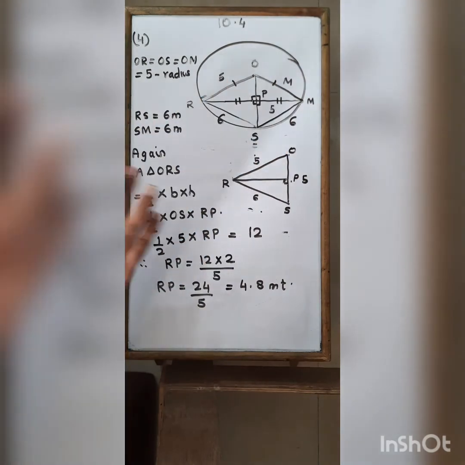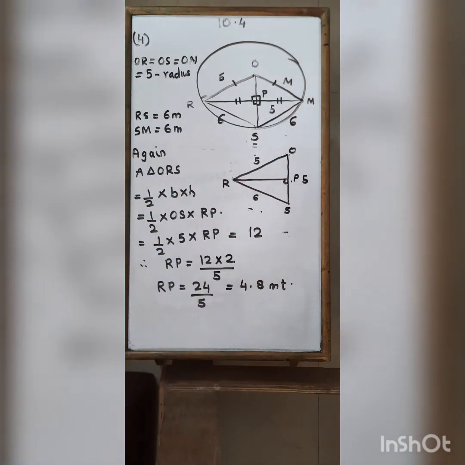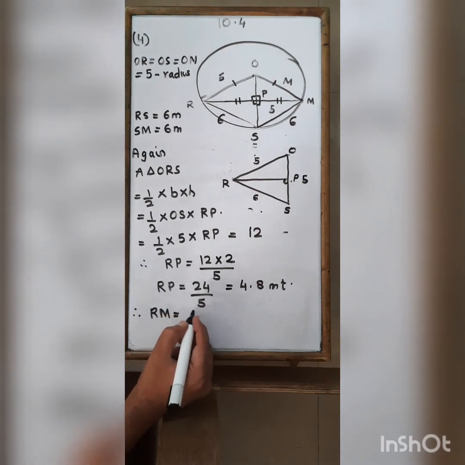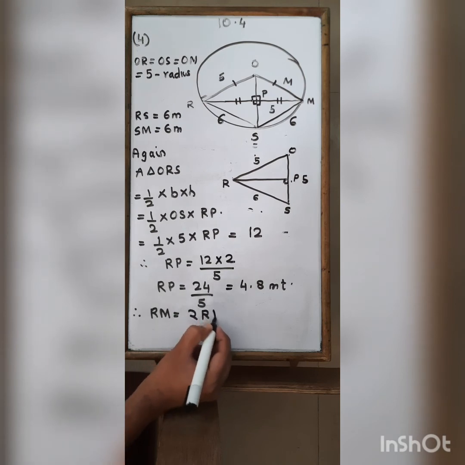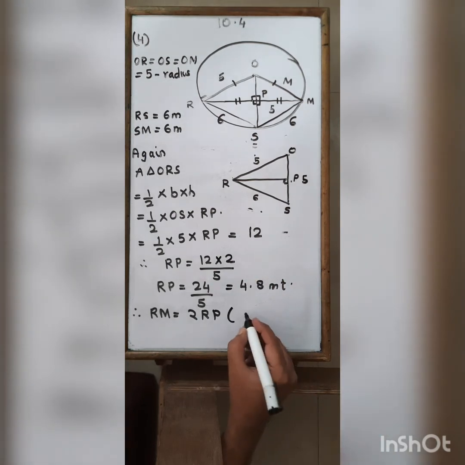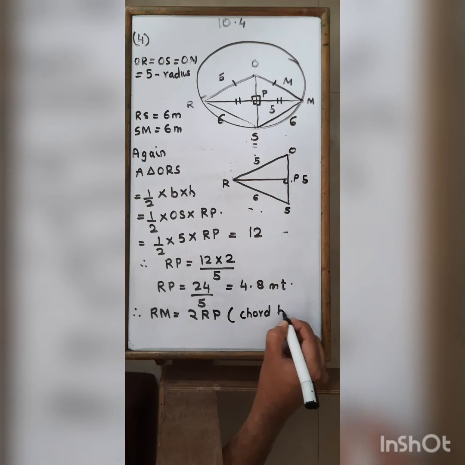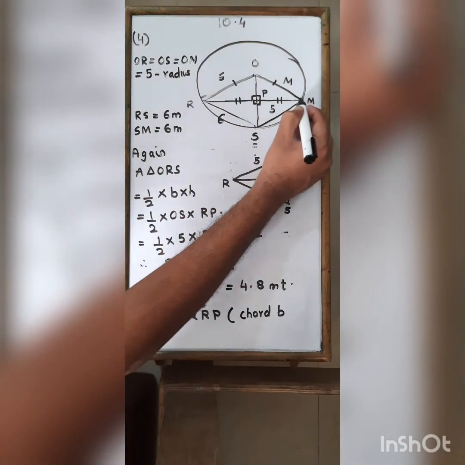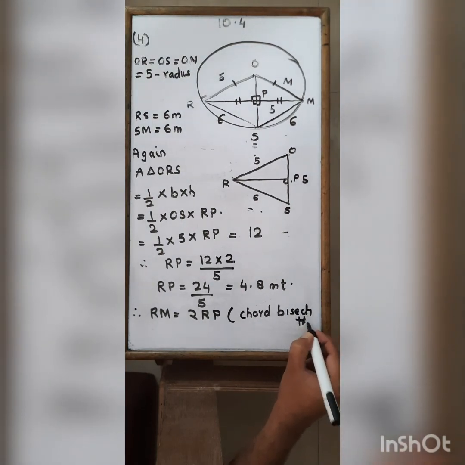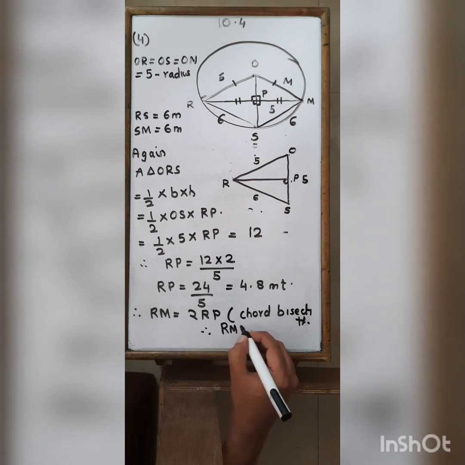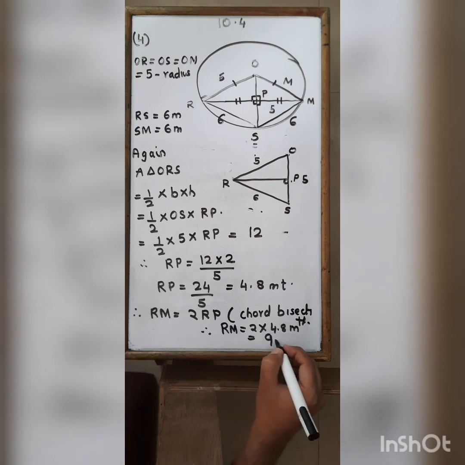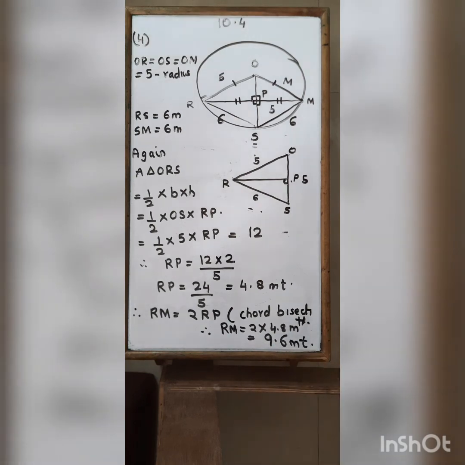But you want to find the value of RM. You know RP, so can I say RM is equal to twice RP. You can say chord bisection theorem, which we proved earlier, because this is perpendicular and this is the chord, so it divides it into two equal parts. Therefore RM is equal to 2 into 4.8 meters, which is equal to 9.6 meters. Understood? Thank you.